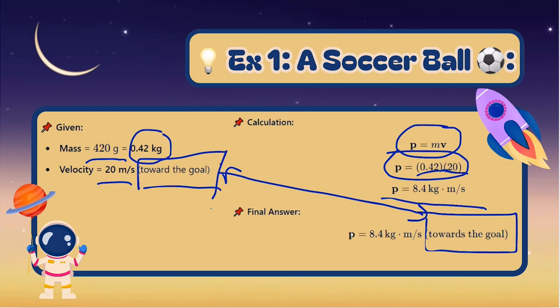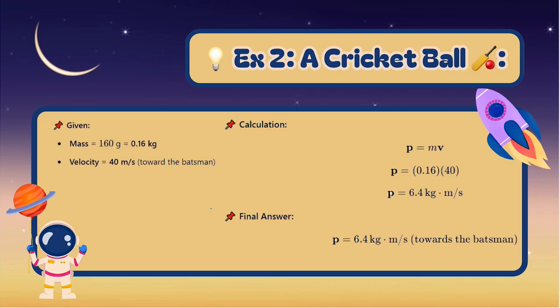Right. Now let's go to the second example, the cricket ball example. We are given a mass of 160 grams. Obviously, we need to divide that by 1,000 so that we can have kilograms, which is the allowed SI unit for mass. So 160 divided by 1,000 is going to give us 0.16. And then velocity equals 40 meters per second towards the batsman.